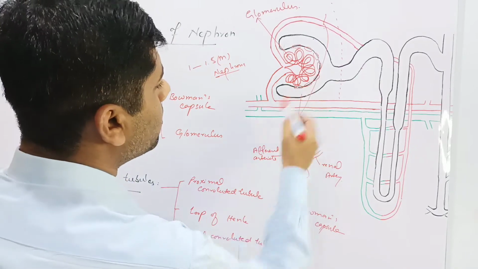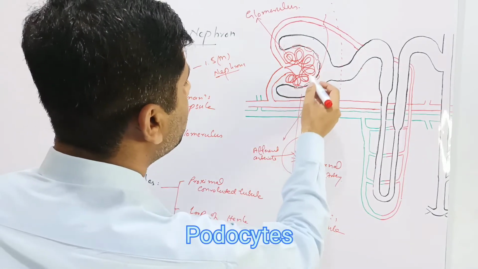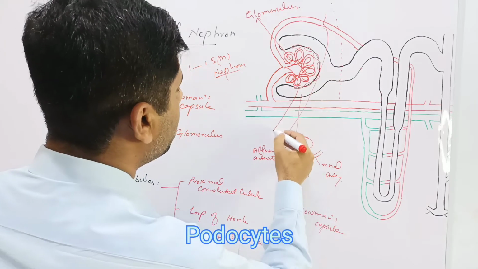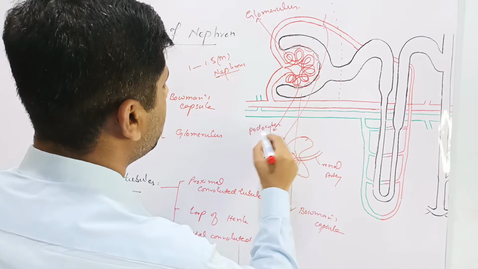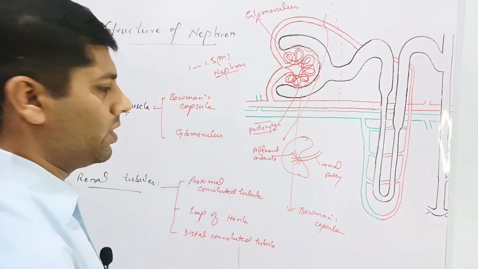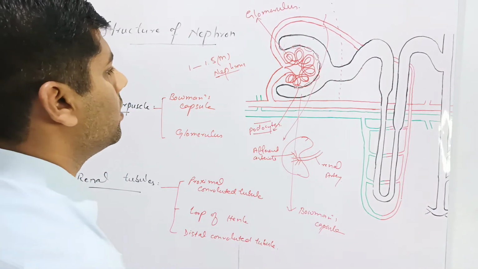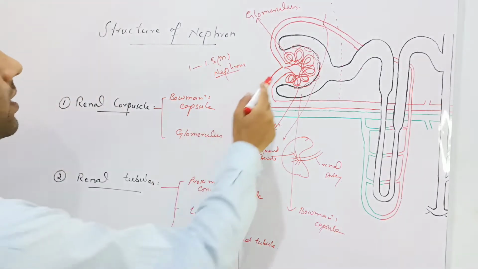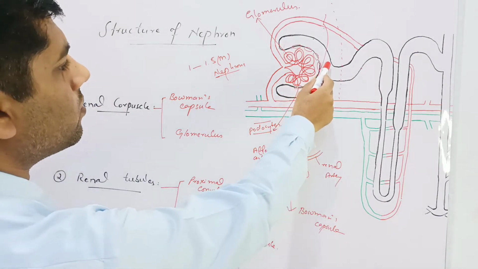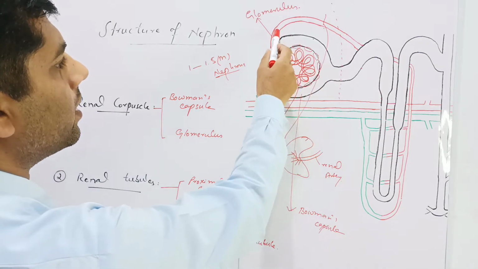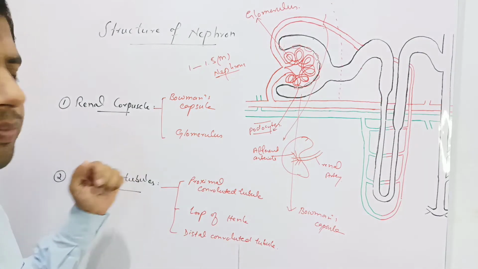The cells of the Bowman's capsule which are surrounding this glomerulus are called podocytes. These have a key role in blood filtration, which we will discuss in our next lecture. So this was the renal corpuscle, the segment comprising glomerulus, Bowman's capsule and podocytes. This is called renal corpuscle.